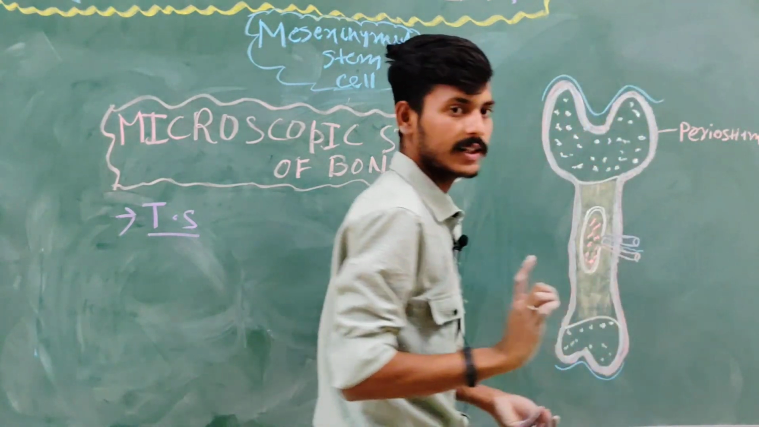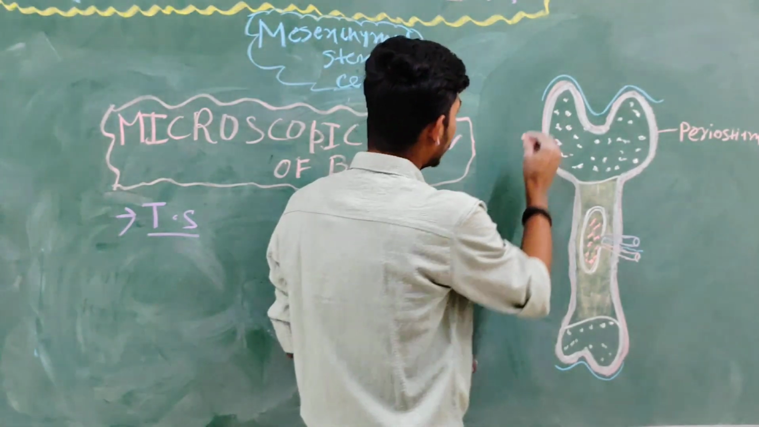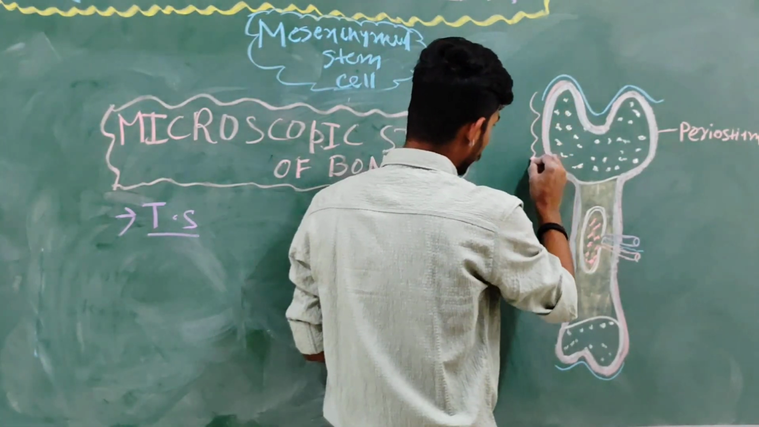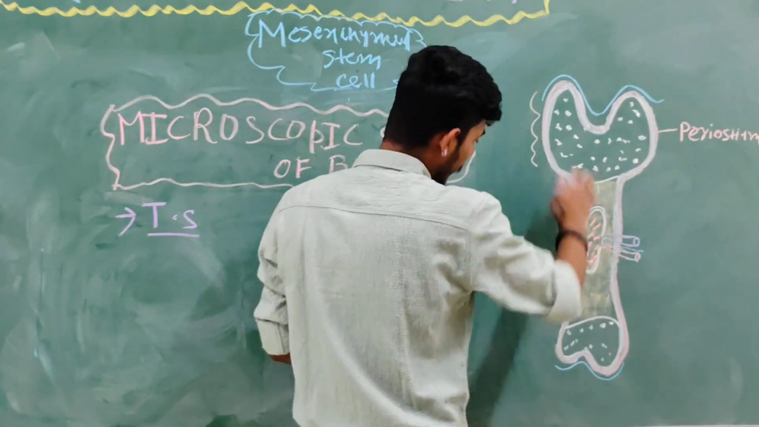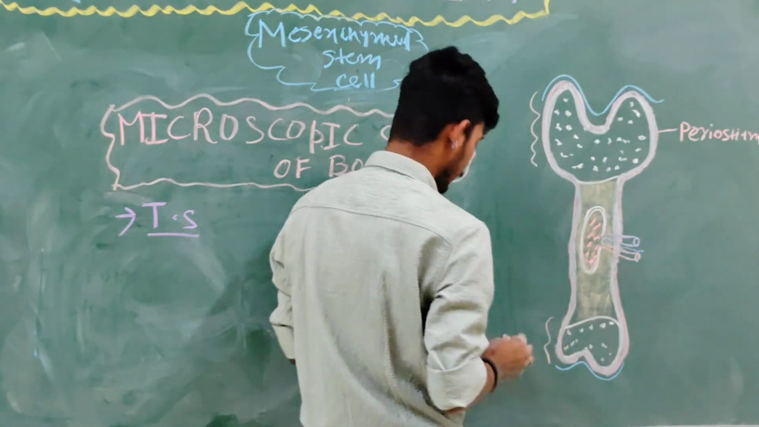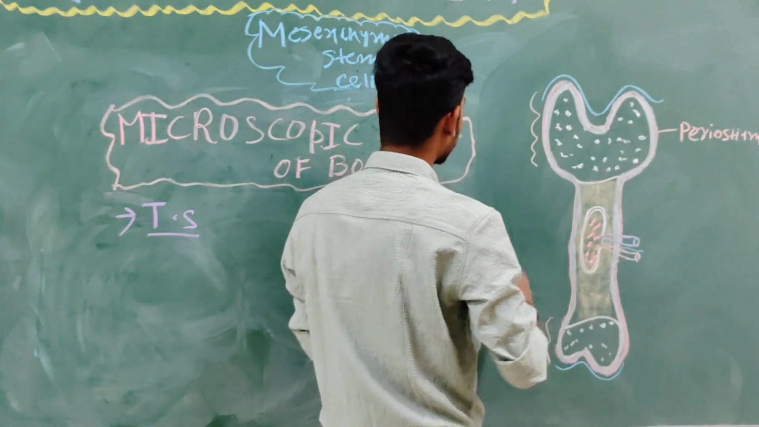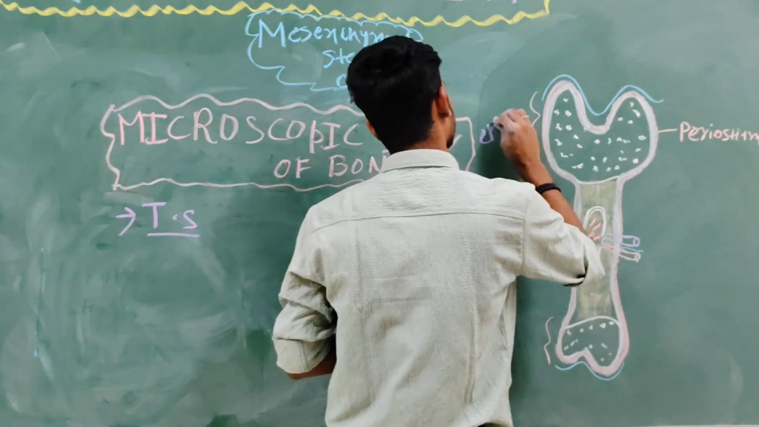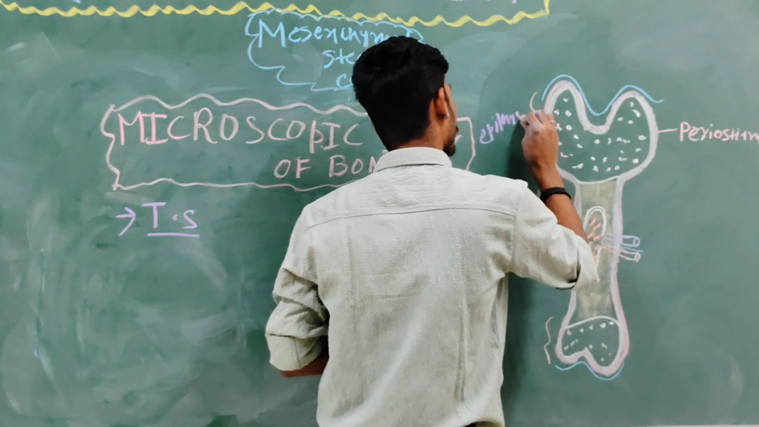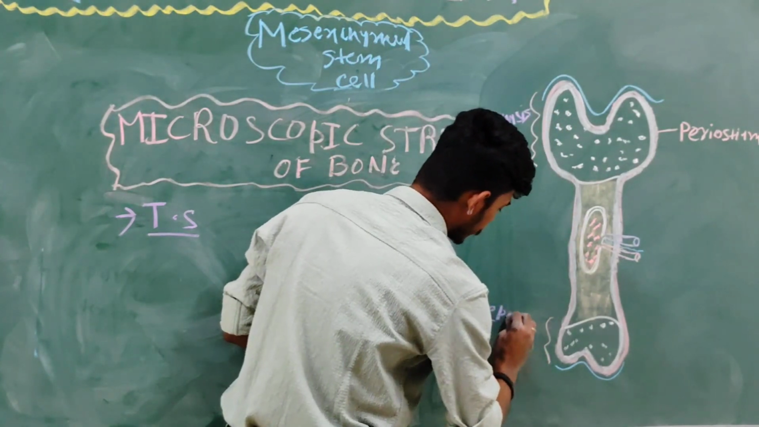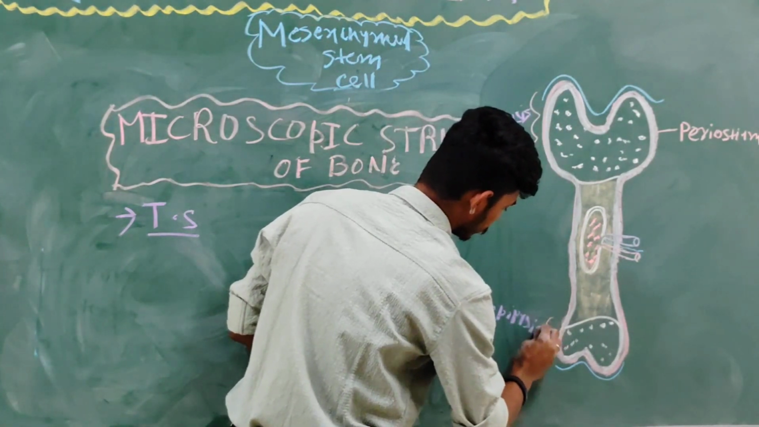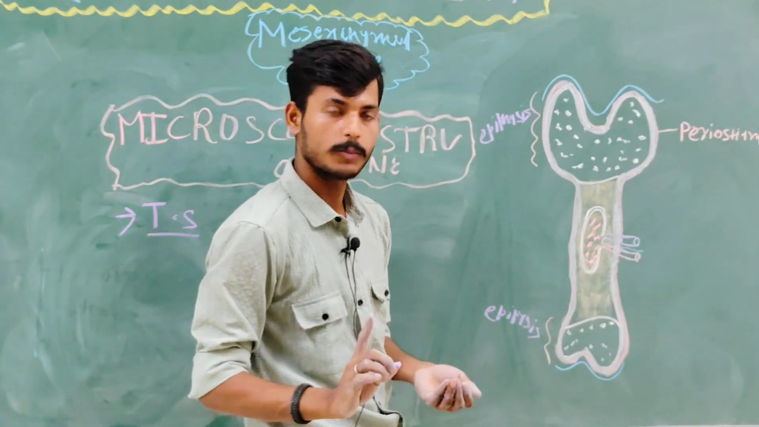Periosteum. Understanding? No problem. Now this upper part of the bone and this lower part are termed the epiphyses of the bone. Epiphyses, okay. This is also your epiphysis. Understanding? No problem.